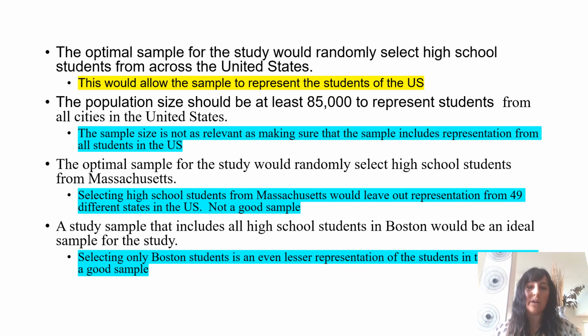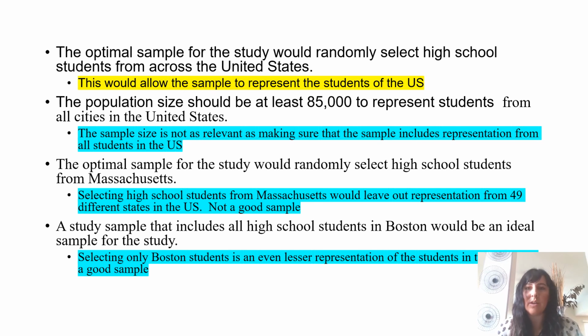Next answer choice was a study sample that includes all high school students in Boston would be an ideal sample for the study. That's even worse than the previous answer, because if you're only looking at Boston, that's an even lesser representation of all the students in the United States. It was 85,000 students in Boston. That's an even smaller representation.